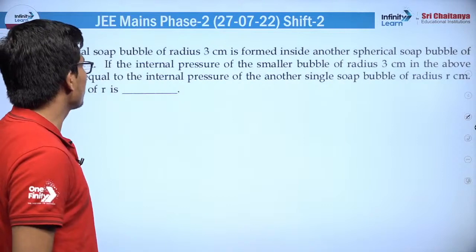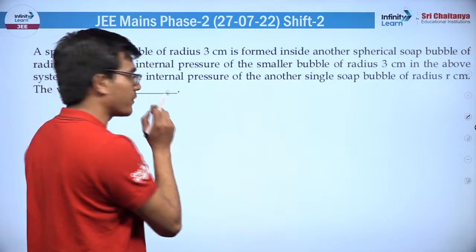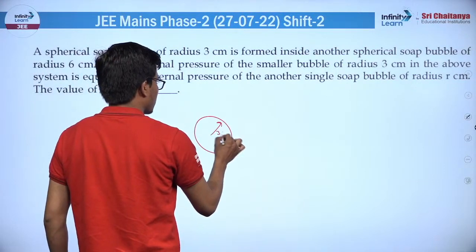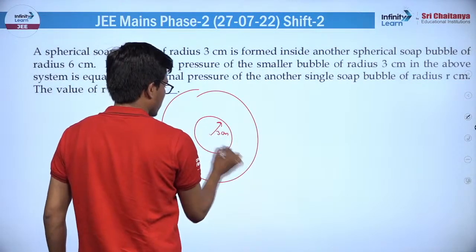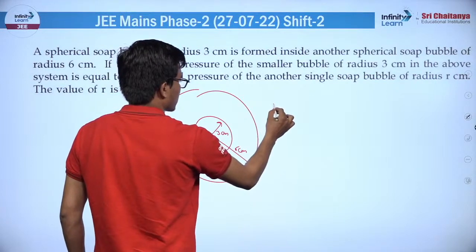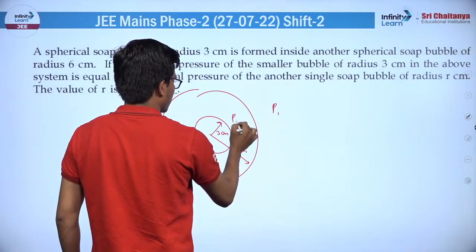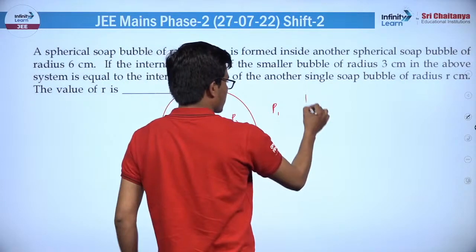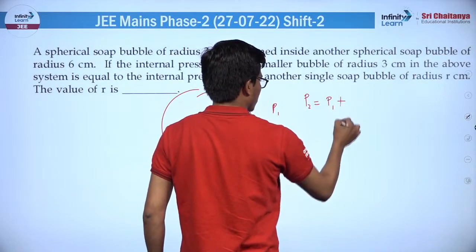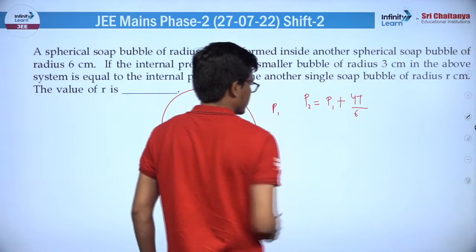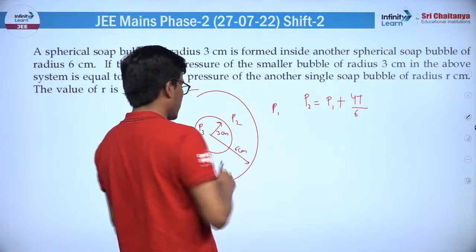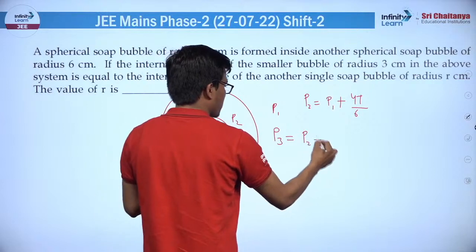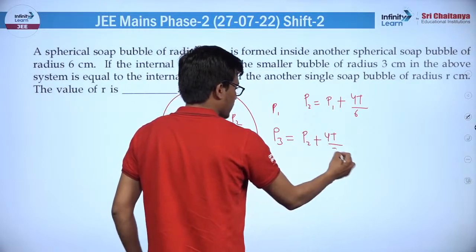Moving ahead, a spherical soap bubble of radius... Good question, tough question, and a very good question according to JEE Mains. So you have two bubbles, one of 3 centimeter, the other of 6 centimeter. Let's say there is a pressure P1, a pressure P2, and a pressure P3. Inside the first bubble the pressure will be P1 plus 4T by R, and the radius of the bigger bubble is 6. Inside the inner bubble the pressure is P3, that will be the outside pressure plus 4T by its R, that is 3.